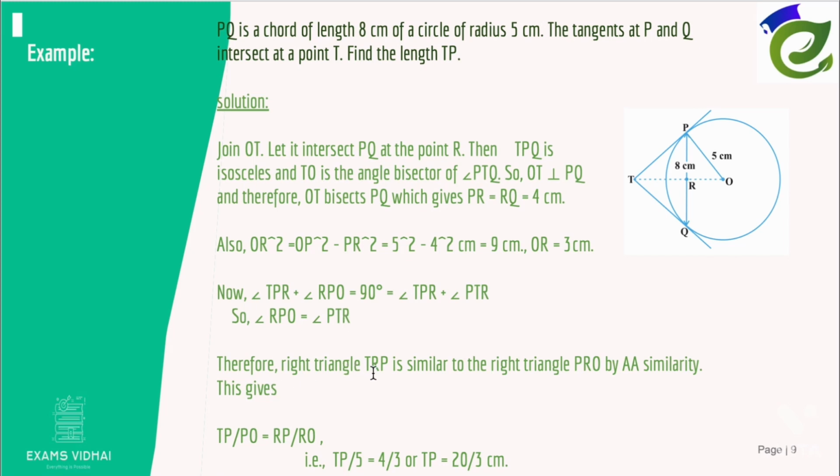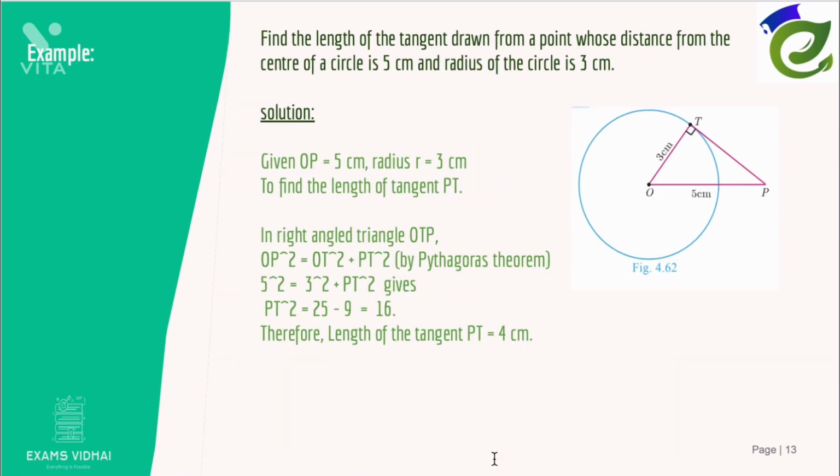Therefore, right angle triangle TRP is similar to the right angle triangle PRO by angle-angle similarity. This gives us the ratio TP by PO is equal to RP by RO, which results in TP is equal to 20 by 3 centimeters. We'll look at one more example for better understanding and wrap up the video.